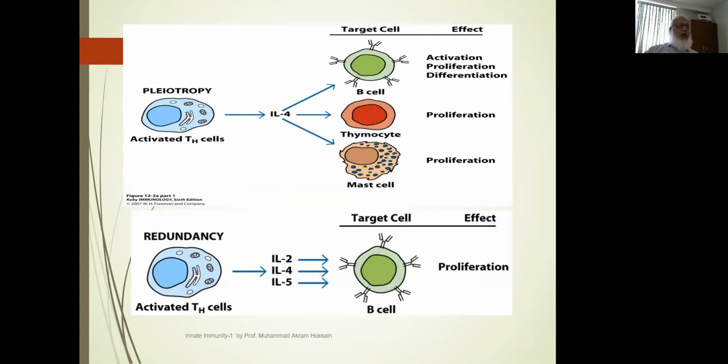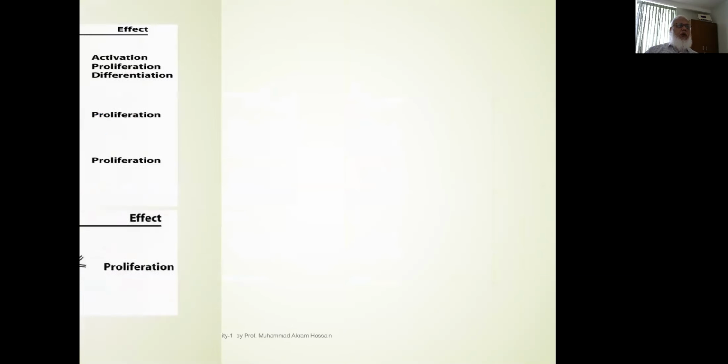Pleiotropy means one cytokine acts on different types of cells. Say interleukin-4 acts on B cells, thymocytes, and mast cells. Redundancy means many cytokines can act on a single target for better action. Interleukin-2, 4, and 5 act on the B cell for proliferation and differentiation of the B cell to secrete antibody.